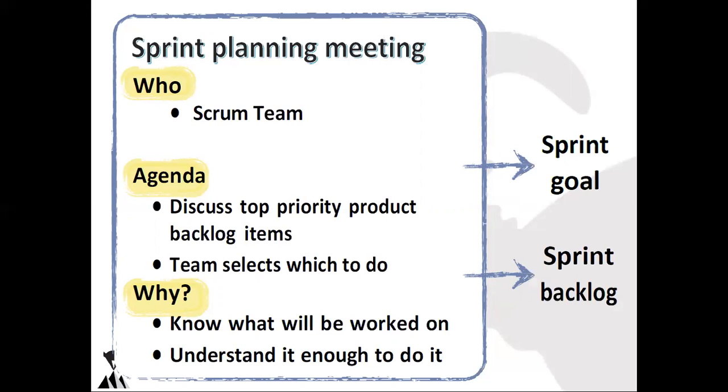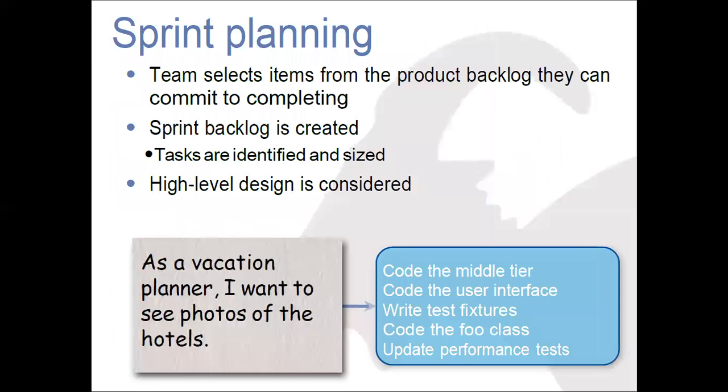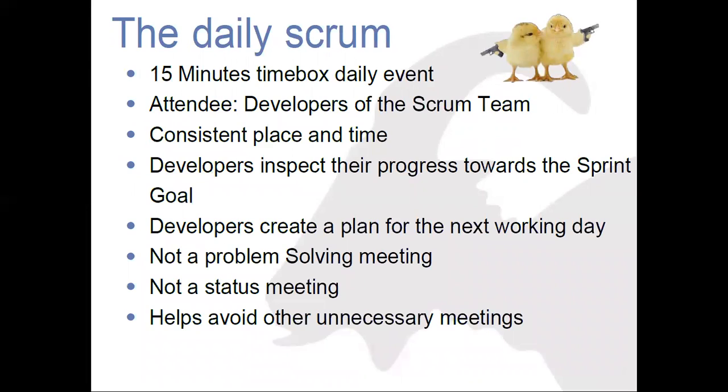Now we come up with the sprint goal and sprint backlog. In sprint planning, the team selects items from the product backlog that they can commit to completing. The sprint backlog is created. Tasks are identified and sized, and high-level design is considered. Suppose as a vacation planner, I want to see photos of the hotels. So we will create tasks for that. We will create tasks like code the middle tier, code the user interface, write the test cases, do the performance testing, etc. Okay, now daily Scrum.